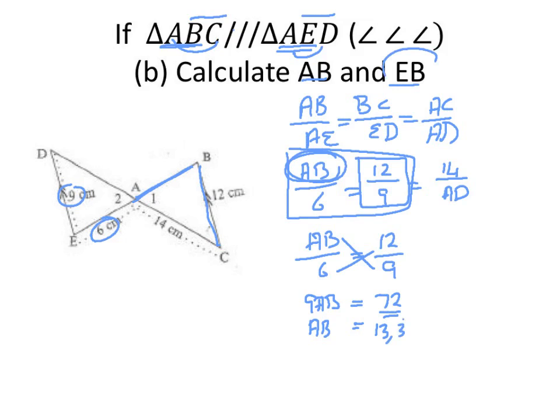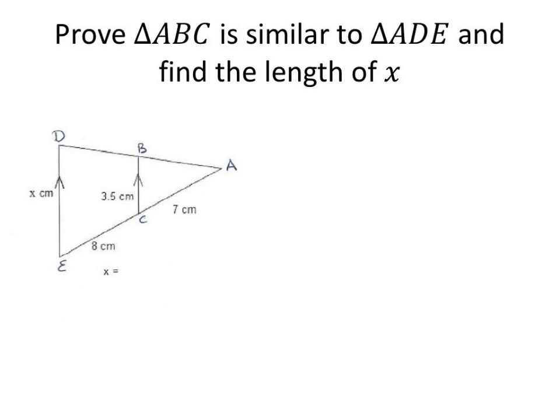And it's easy to find EB. EB is this long one there. You're just going to say 6 plus this 13,3 and get your answer. Again, now I'm asked to find the length of x. To do that, I need to prove similarity first. So let's quickly go and prove similarity. Work with this little triangle here, and then go and work with the big triangle. Those are going to be my two triangles.